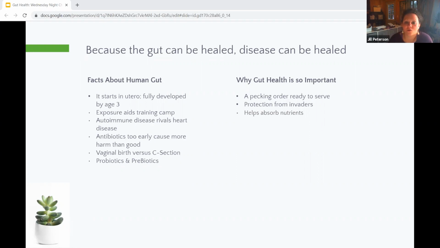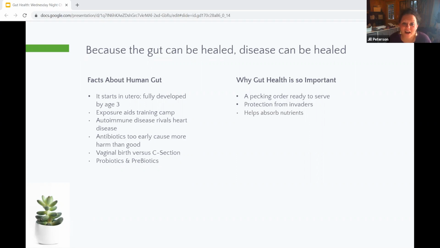The other thing that I think is a cool fact is that children who are born vaginally have a different gut bacteria than those who are born by C-section. That is not a slam to any mama who has had a C-section birth or a vaginal birth. It is just a truth fact that there are different gut bacteria that those babies are exposed to. I'm not saying one is better over the other. I'm just saying it's different.